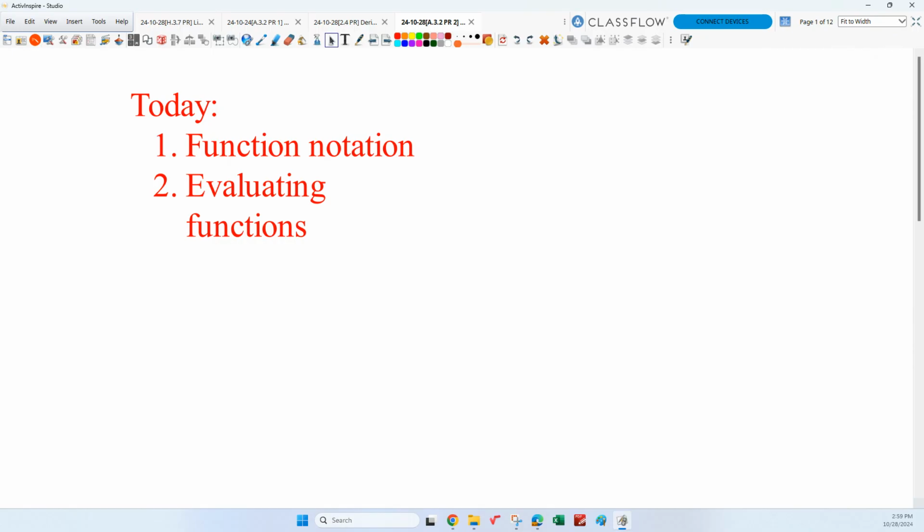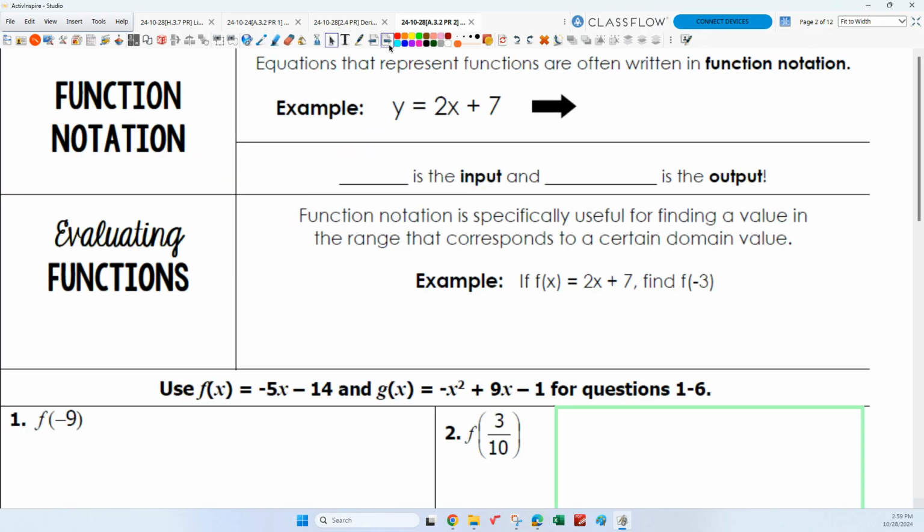All right, today we're finishing up section 3.2. So we're looking at really a lot of review. A lot of this stuff we've talked about, we've done stuff with this in the past. We all know what function notation is. We know what it is to evaluate functions. We've done it already this year, but we'll extend this stuff just a little bit.